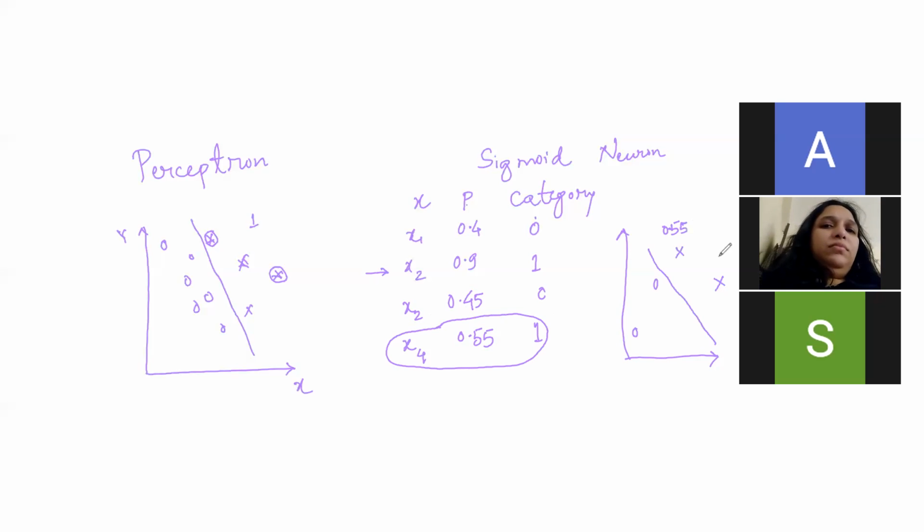The same goes for the negative points also. Since this point is very close to the decision boundary, though we are saying that it will belong to category 0, we're not really confident. So that is an advantage we get with sigmoid neuron. We're not only classifying the point as positive or negative, but also we are able to relate it with a sense of confidence.